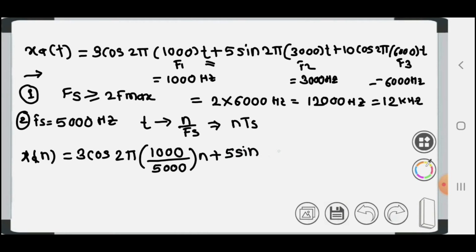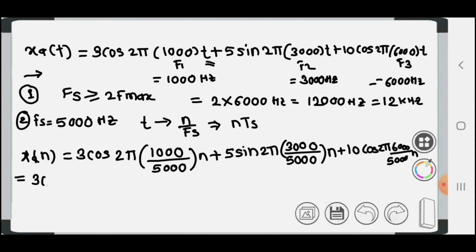So 5 sin 2π 3000 — write down again 5000, because it is fs instead of t — n, plus 10 cos 2π 6000 divided by 5000 n. Now simplify it. This is your DT signal.